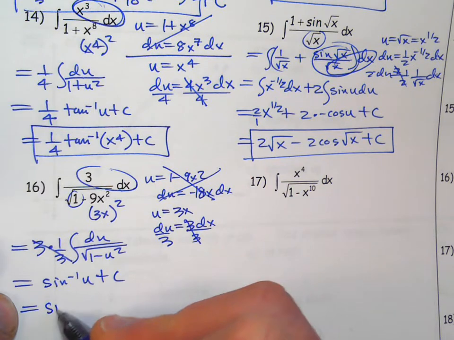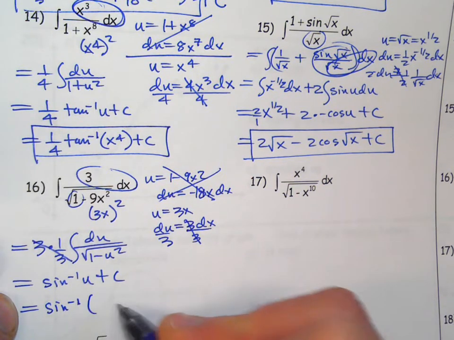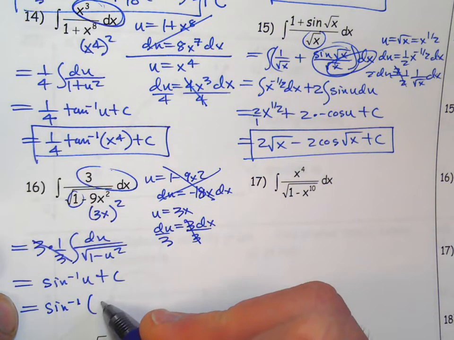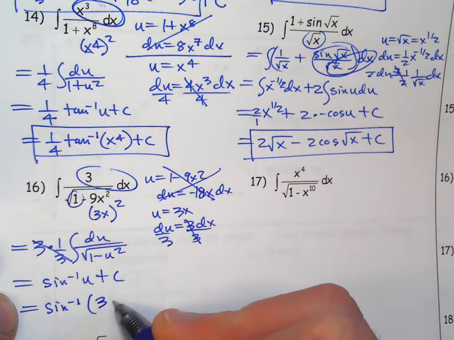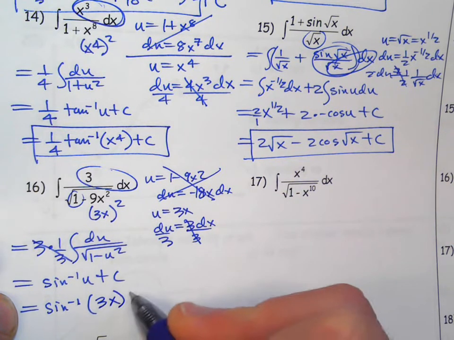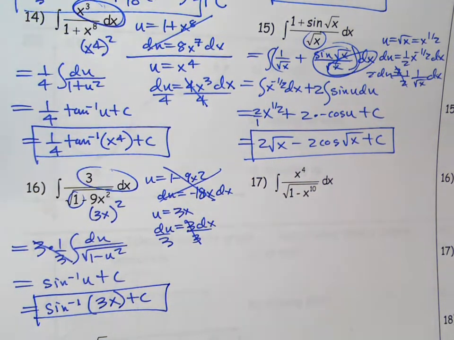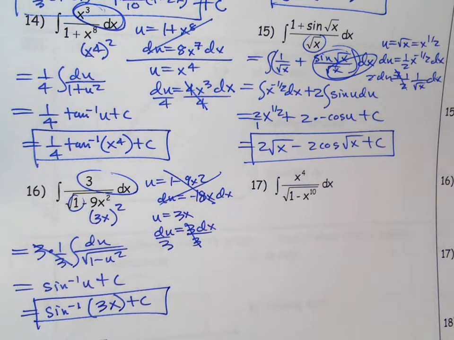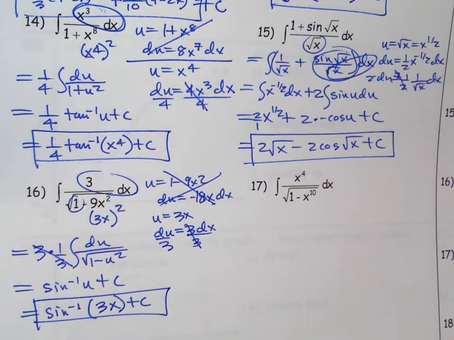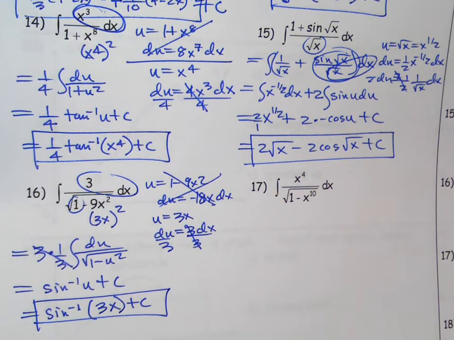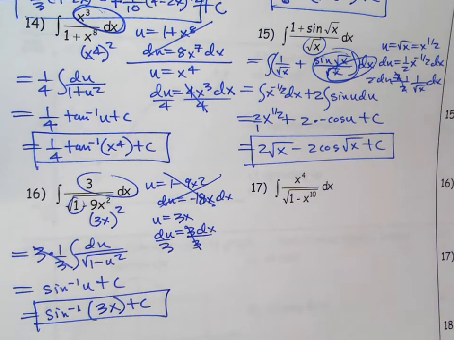We've got to write it back in terms of the original units, which was 3x. Now I think my answers on my solutions are wrong. Pretty sure. So we got it. All right.